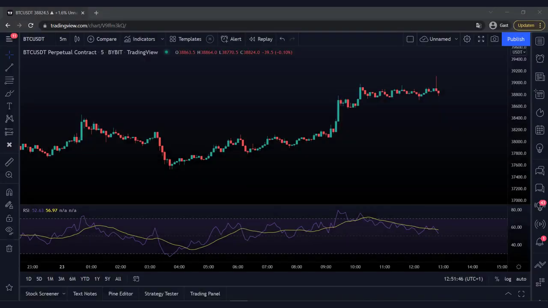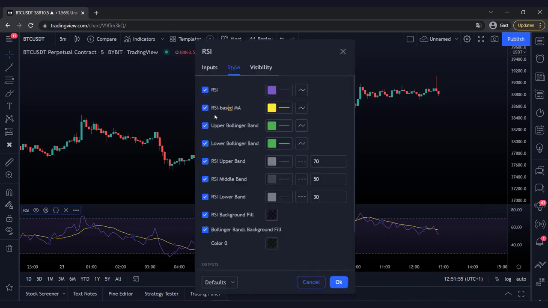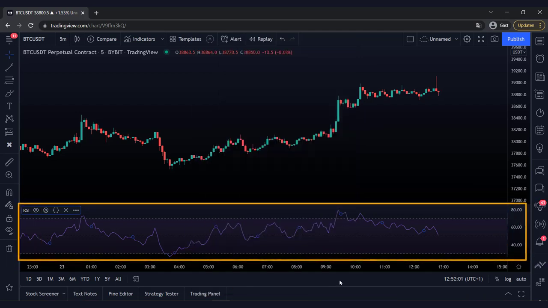We keep the RSI at the default settings. We do remove the yellow line. This is not necessary. Double-click on the RSI and then press the RSI-based MA. Then close the screen. The RSI is now clear.